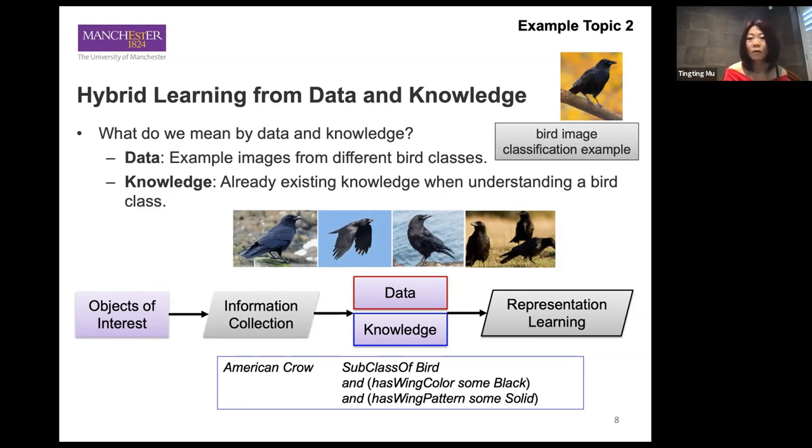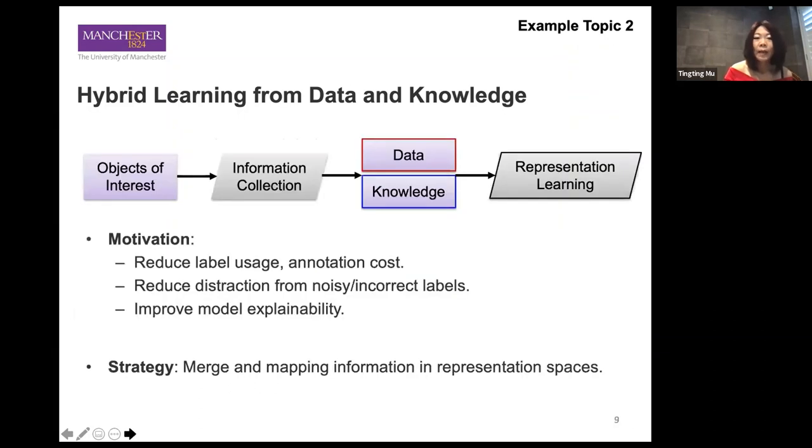That's the bird type. In order for the model to learn how to do that, you can feed the model data, that is, example images of American crow. And you can also feed the model knowledge, which refers to what you already know about how an American crow looks. For example, American crow is a subclass of bird. It has black wings and also a solid pattern.